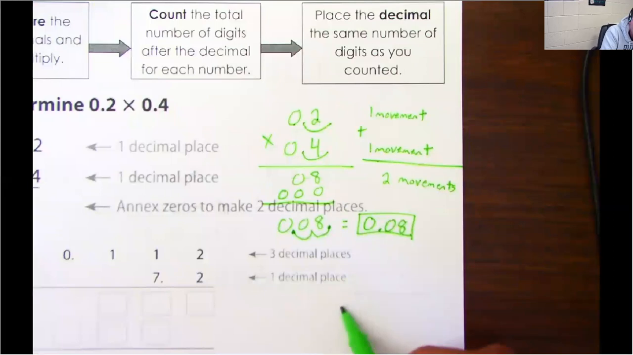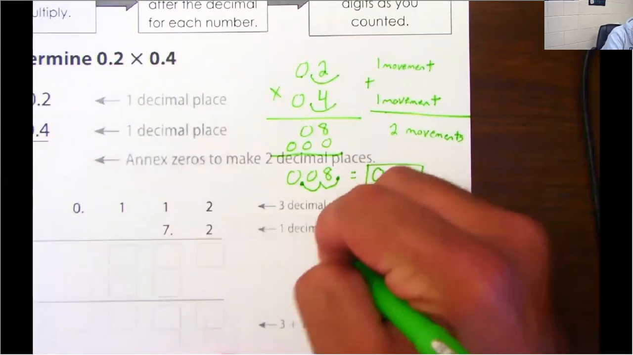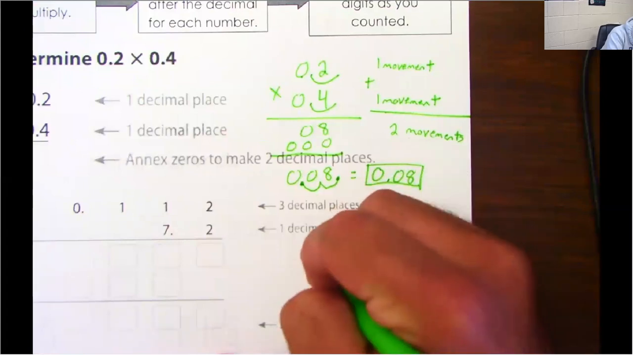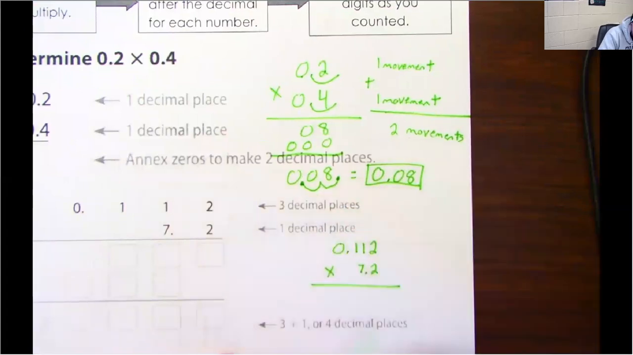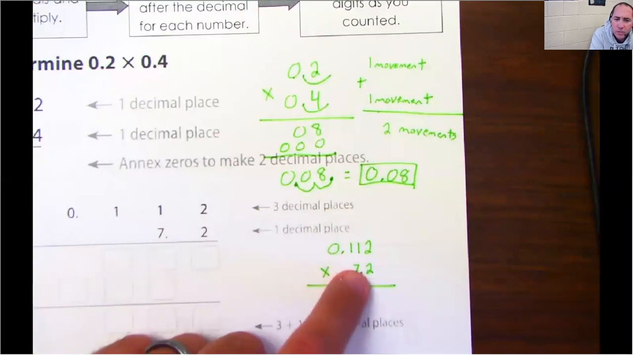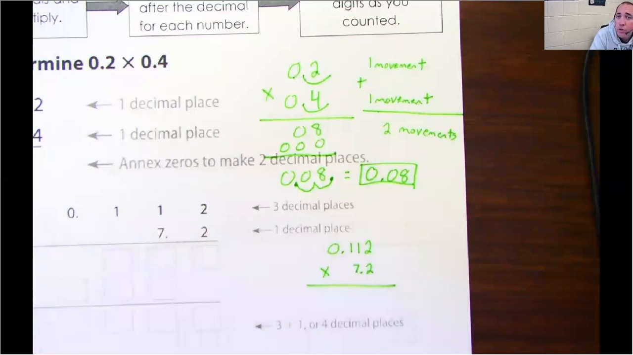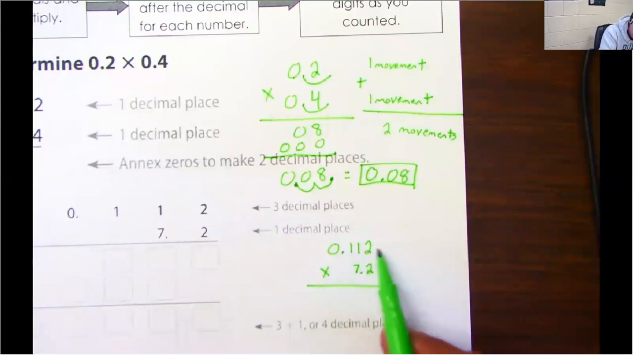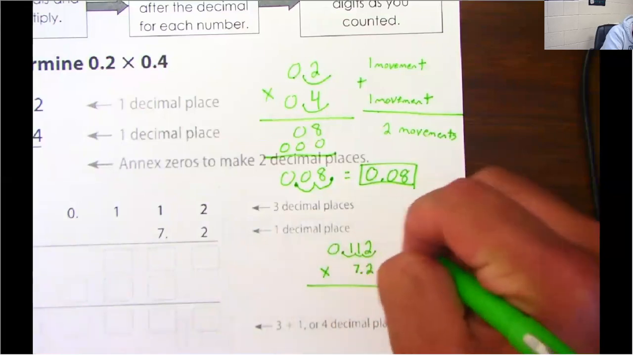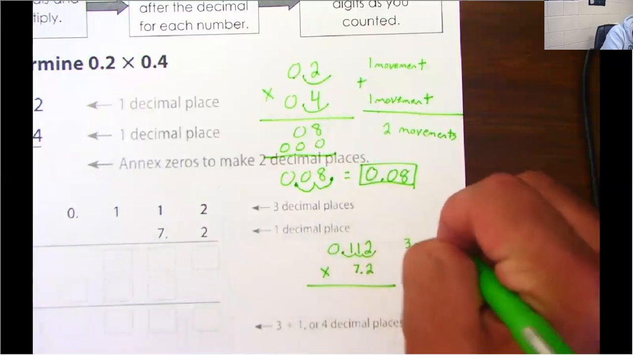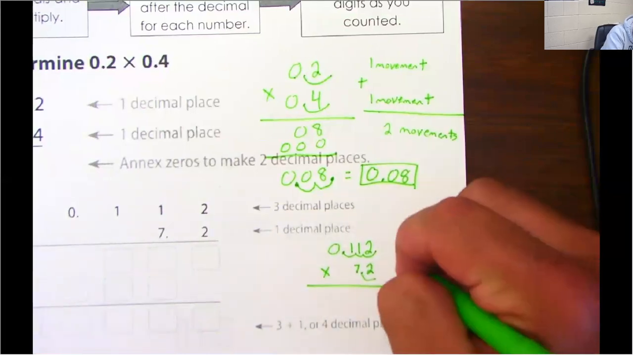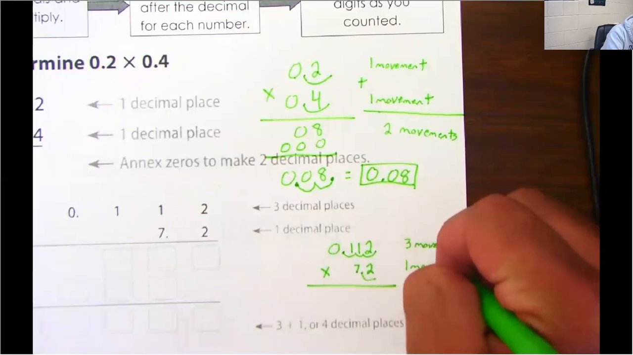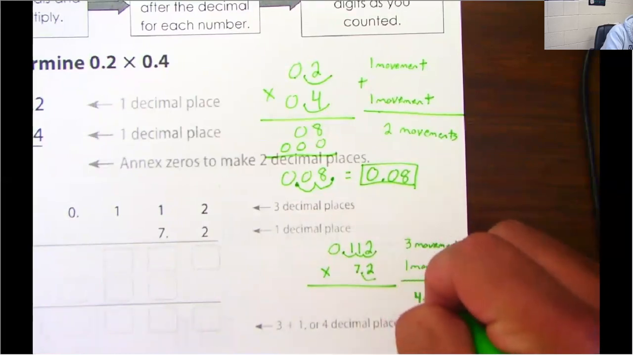All right, let's try this next one. Again, I'm going to come do it here off to the side. So we got 0.112 times 7.2. Now look at my decimals here. Are my decimals lined up? No, they're not. Do not, repeat, do not line up your decimals when you're multiplying or dividing. So what we're going to do is take our decimal, move it to the back. 1, 2, 3 movements. Here we got 1 movement. That's a total of 4 movements.